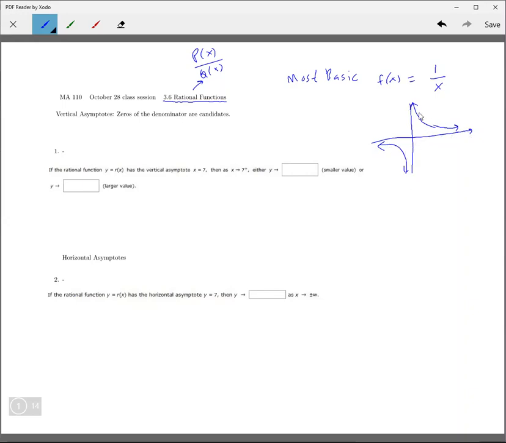Meanwhile, as you come in along the y-axis, you get smaller and smaller numbers for x. Like 1 divided by 0.001 is actually 1,000. So as x gets smaller and smaller, this goes up to infinity. Likewise, x equals 0, the y-axis, is a vertical asymptote.